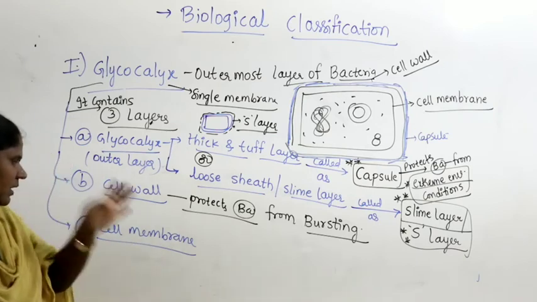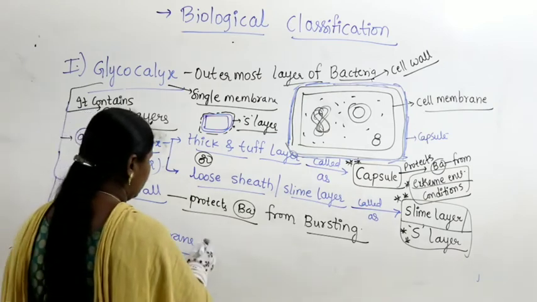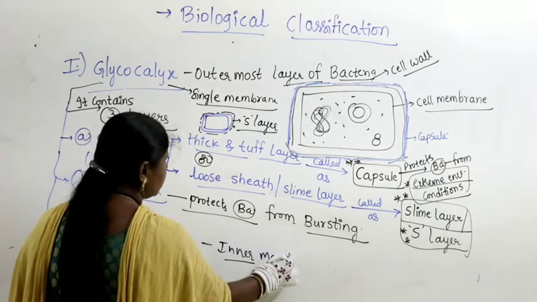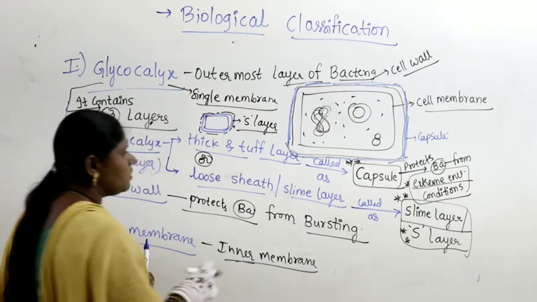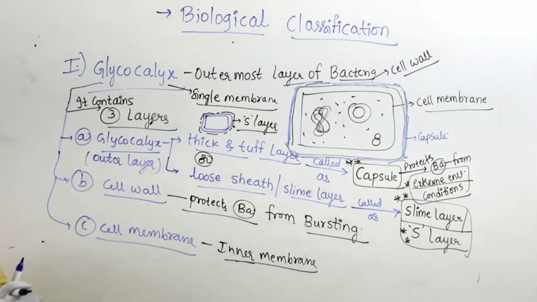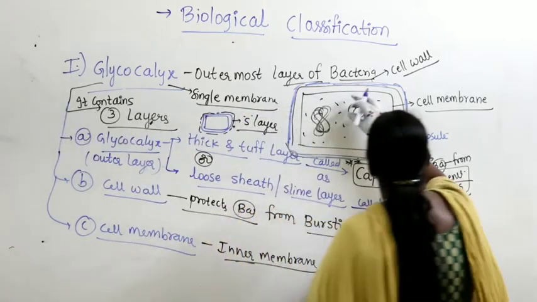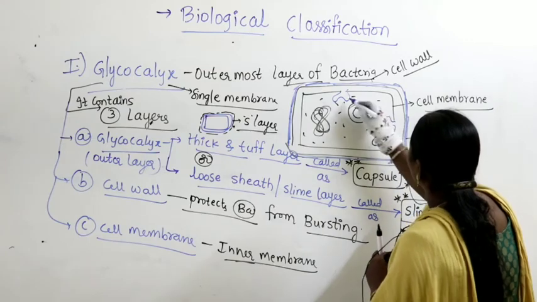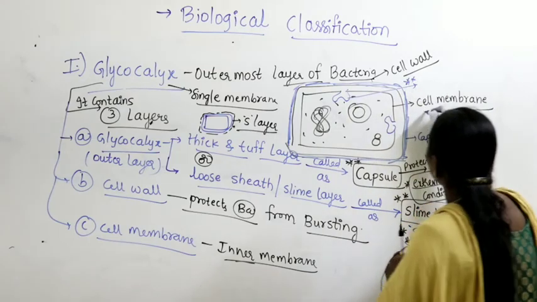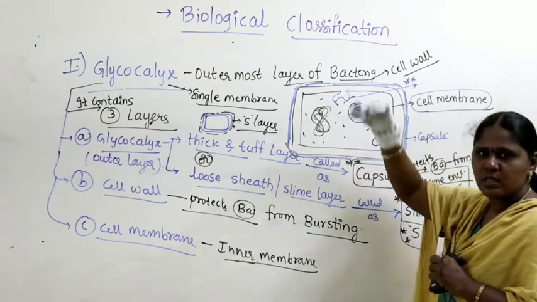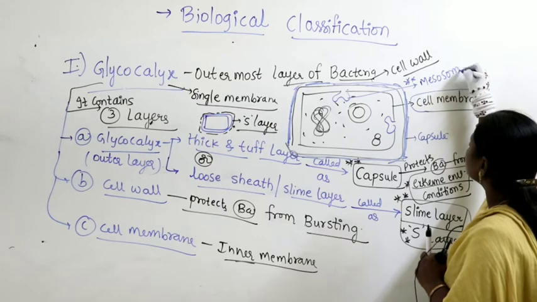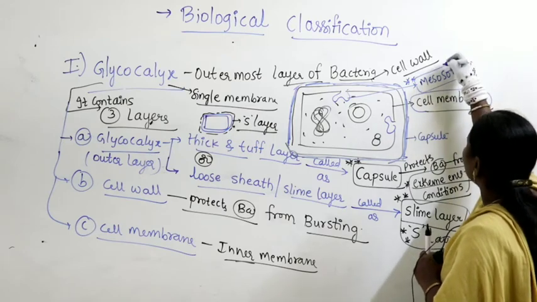And as usual, the inner layer, the cell membrane, is nothing but the inner living layer. The inner membrane shows some invaginations, and what are those invaginations called? Mesosomes. Right? I told you in the last few classes that the cell membrane shows invaginations towards the inner side, and these invaginations are called mesosomes. So, you all know it very well.